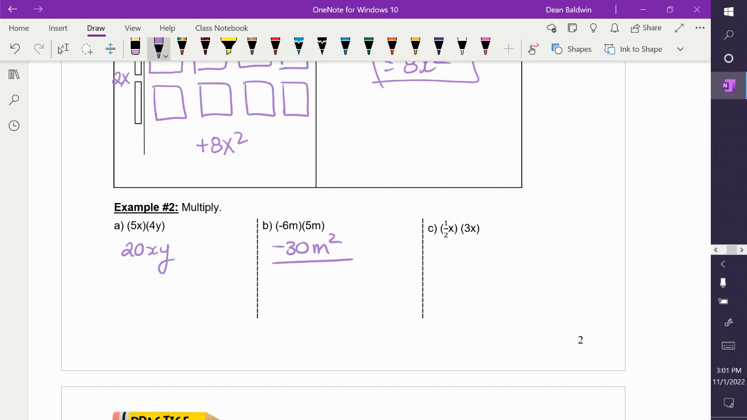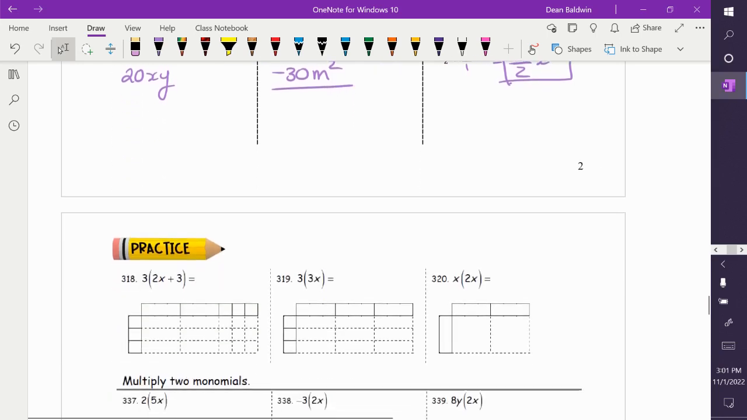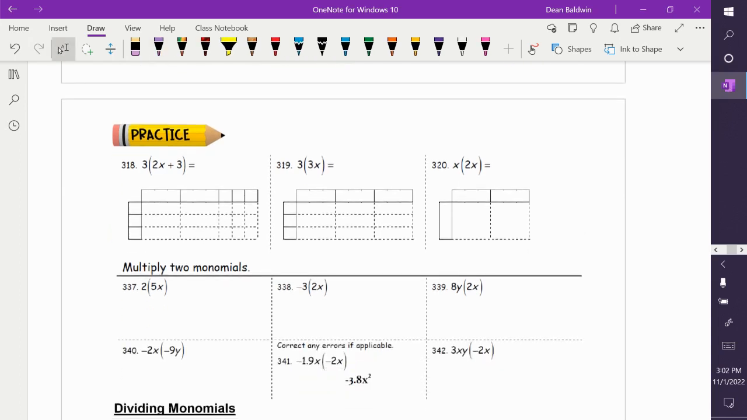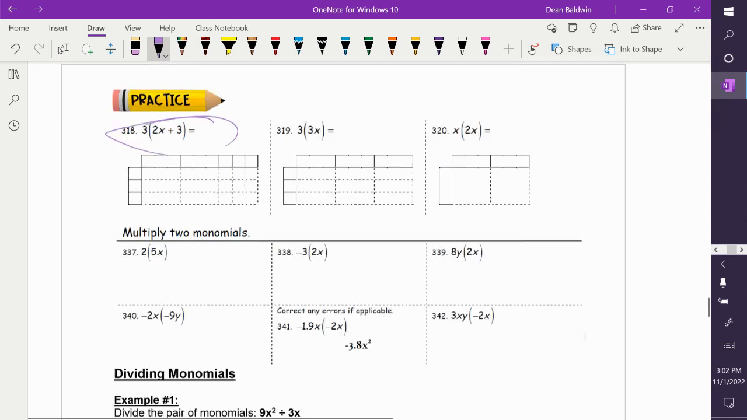What is a half times 3? How do you multiply numbers or fractions? Yes, so you put a 1 under the 3, and then if you're multiplying, you just do top times top, bottom times bottom. So I get 3 over 2, x to the power of 2. Okay, hold off on this one. Hold off on that one. The next one.